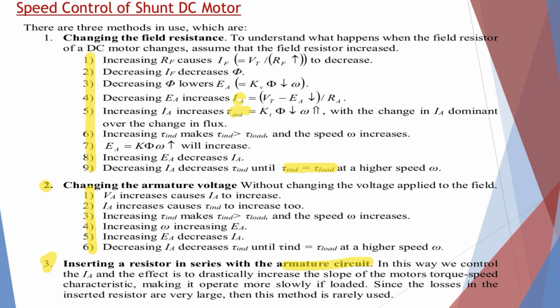In this way we control IA, and the effect is to drastically increase the slope of the motor's torque-speed characteristic, making it operate more slowly if loaded. Since the losses in the inserted resistor are very large, this method is rarely used.